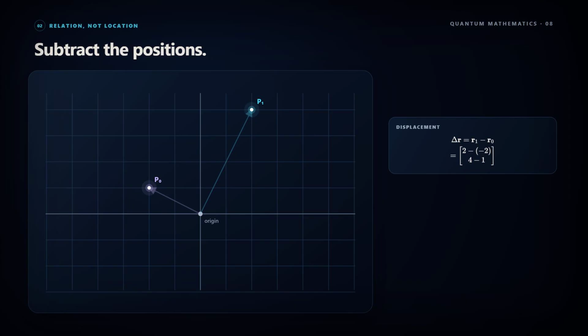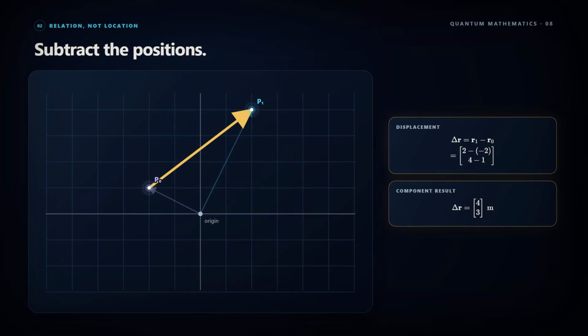Subtract the initial position from the final position. 2 minus -2 gives 4. 4 minus 1 gives 3. The displacement is therefore 4, 3 meters. This arrow does not begin at the coordinate origin. It begins at the first flash and ends at the second, because it describes the change between those events.